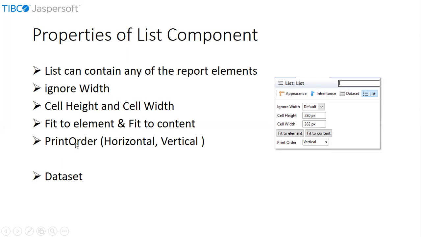Now what is print order? Print order specifies how the values of a list should be rendered. The possible options with print order are horizontal and vertical. The default print order is vertical. If we select the print order as vertical, then the values of the list will be printed in vertical sequence. Now, if we select the print order as horizontal, then the values of the list will be printed in horizontal sequence.